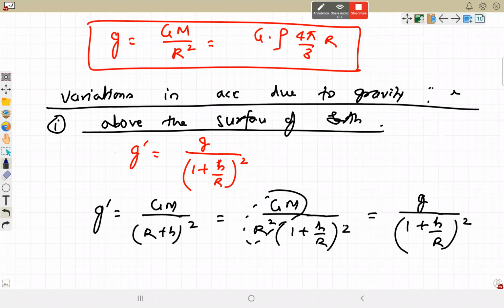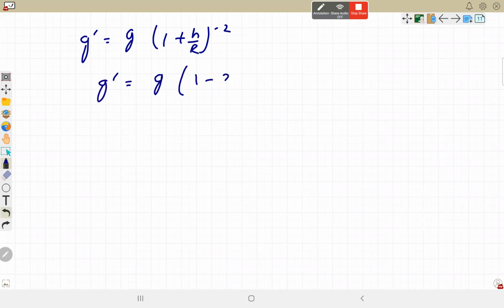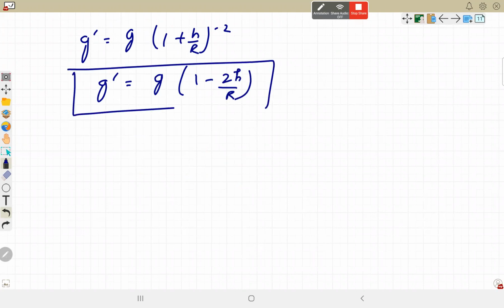The actual formula is this for a large height, but if the height is small, only a few kilometers, then we apply the binomial approximation. g dash is g into (1 plus h by R) to the power minus 2. This is the acceleration due to gravity at height h, when h is of a few kilometers only.